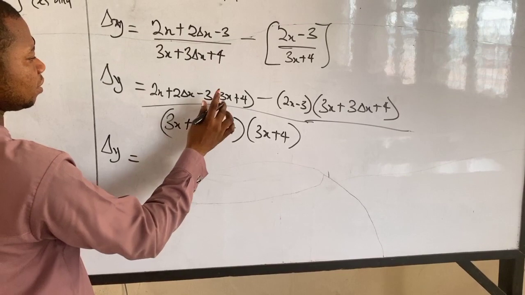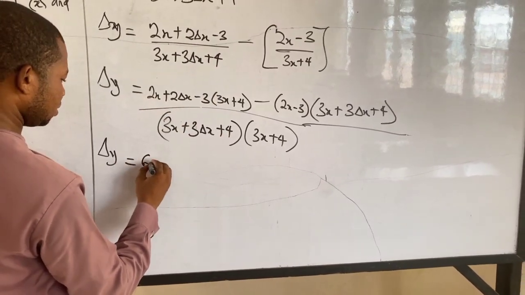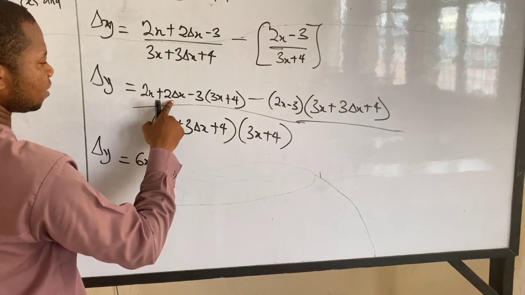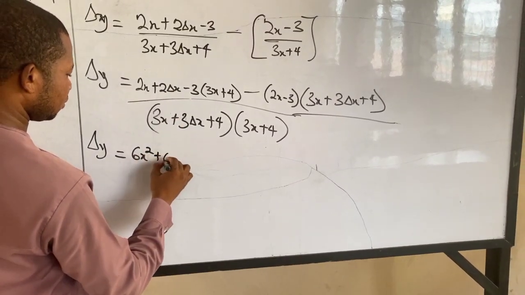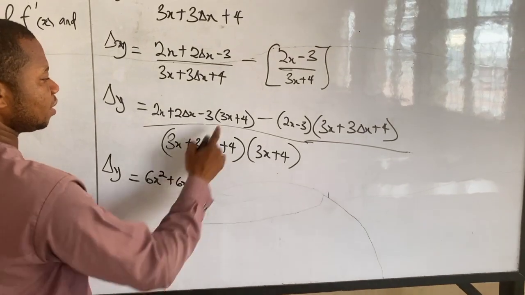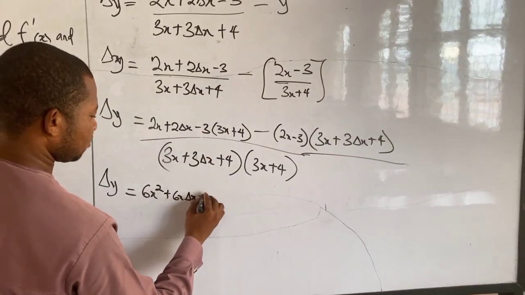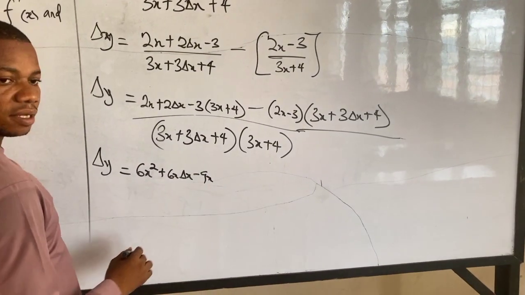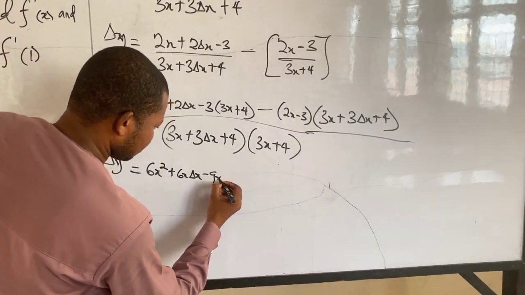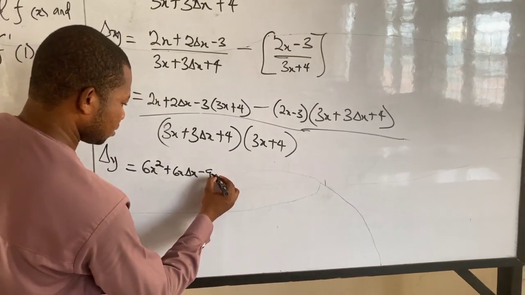That will give me 3x multiply this, that will give me 6x squared. Okay, 3x multiply this, that will give me 6x change in x. Okay, 3x multiply this, that will give me minus 9x. Minus 9x.